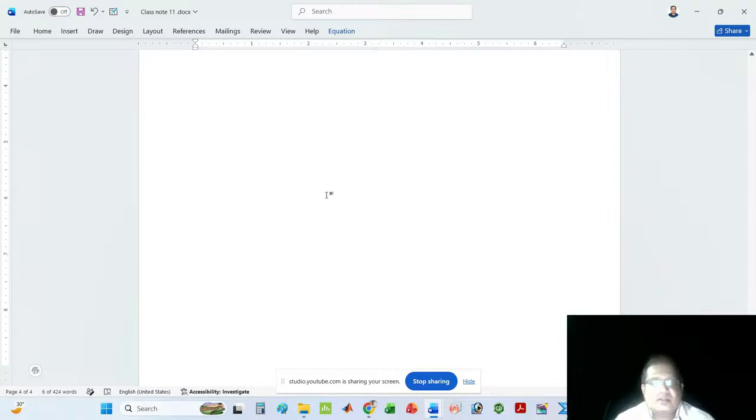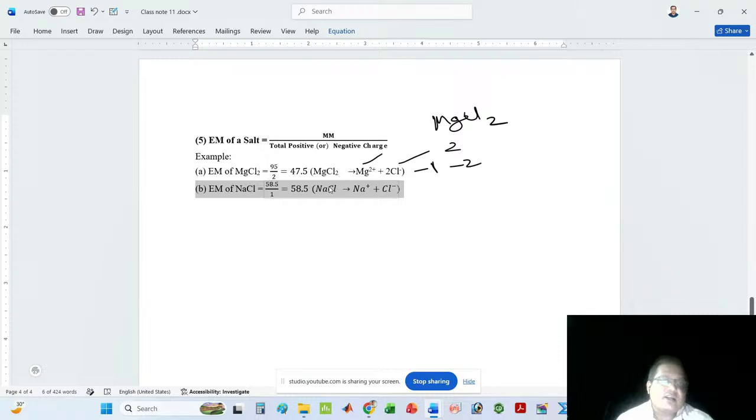In the upcoming class, I will discuss the equivalent mass of a metal by using different methods: oxide method, chloride method, hydrate method. There are a number of methods for the calculation of equivalent mass of a metal. For this class, this is okay.